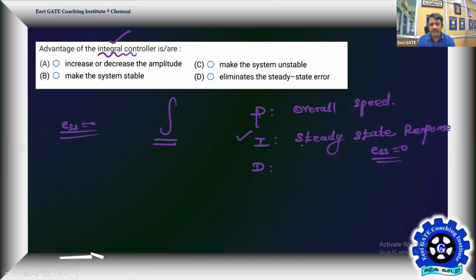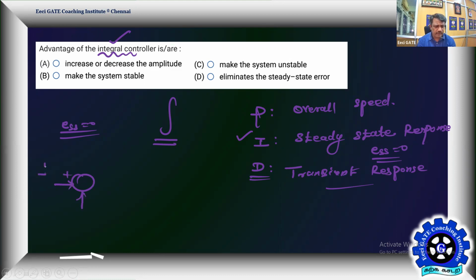Then derivative. Integral and derivative are quite opposite to each other. This is going to take care of transient performance. If you want improved transient performance, you have to add the derivative action. So integral takes care of steady state response, and derivative is going to take care of transient response. As of now, the advantage of the integral controller means, say for example, I have a step input. Now it's well connected to the last problem.